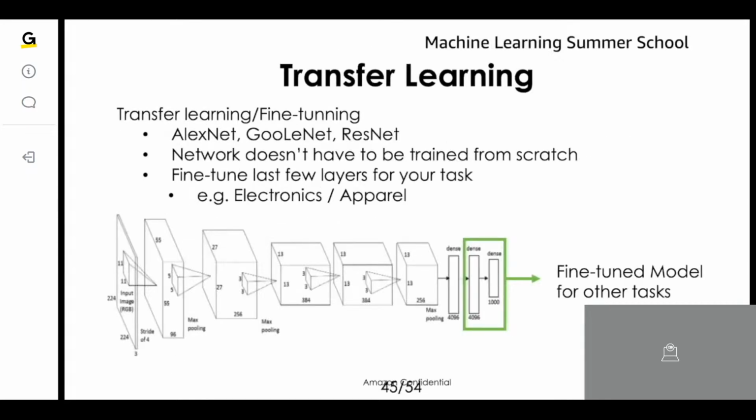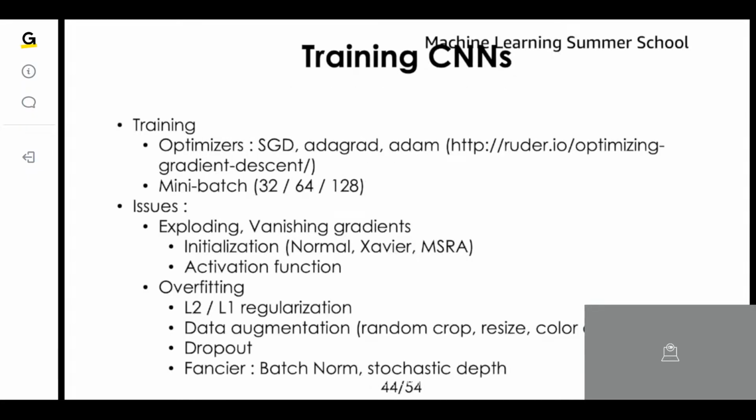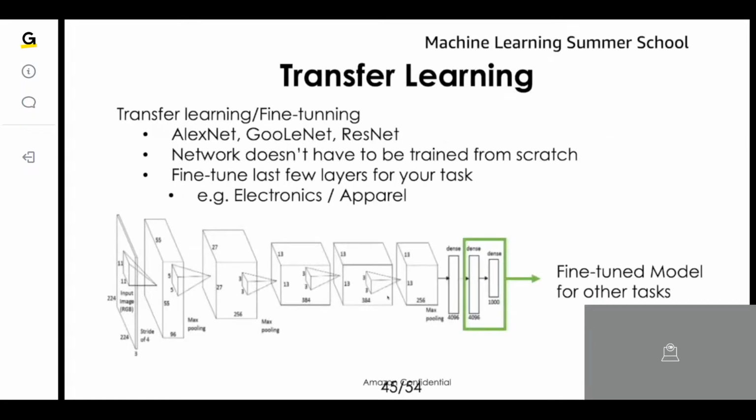So the other thing is transfer learning. So when you train your neural networks, you have to initialize the weights. One way to do it is to initialize the weights randomly, or with one of the initialization methods like Xavier or MSRA, and then train the neural network for your particular task. This is called training from scratch.